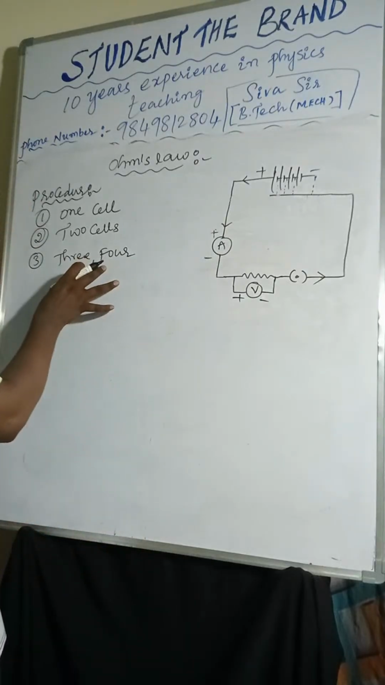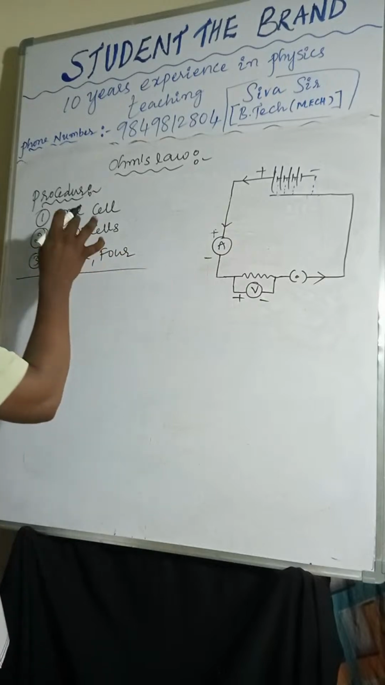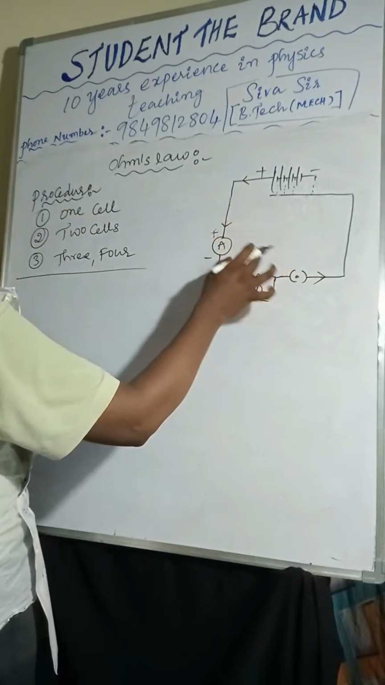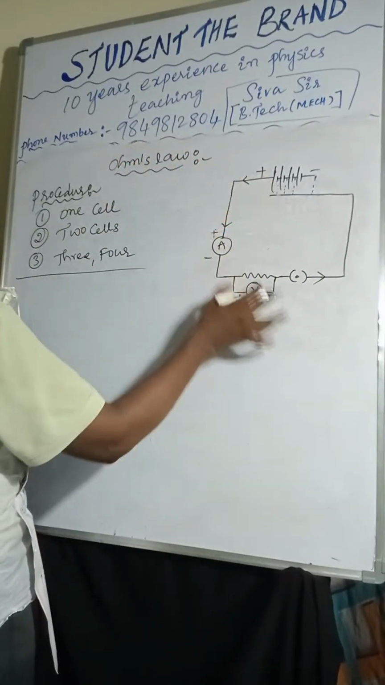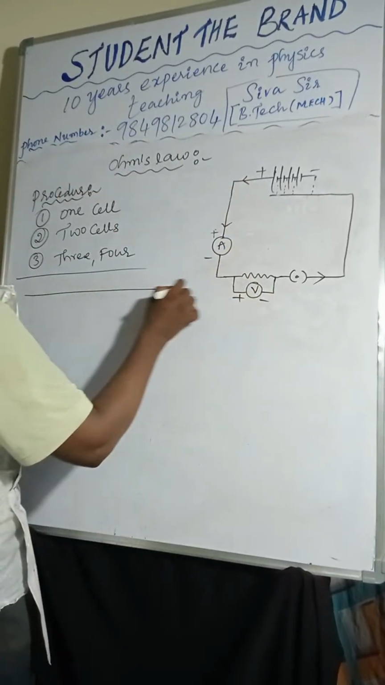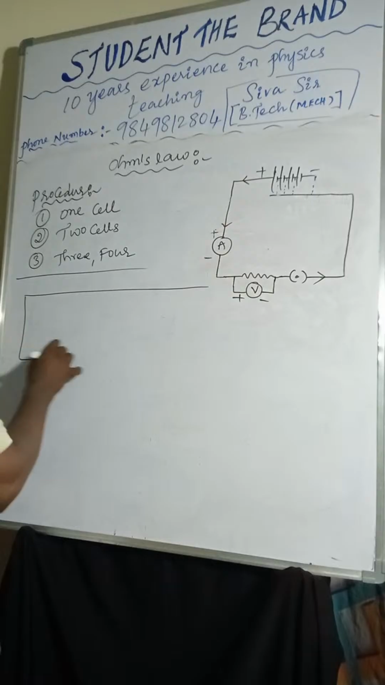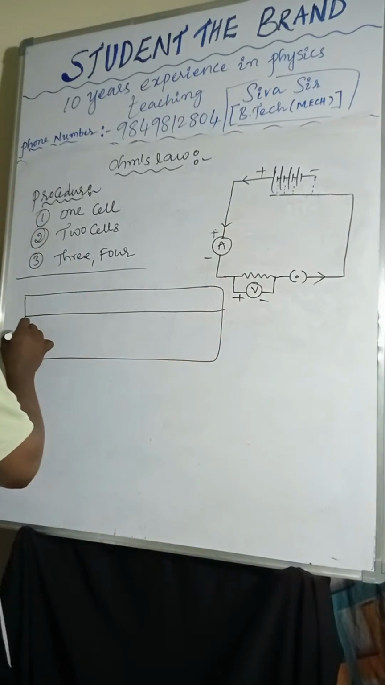So 3 and 4 cells are required. If you take one cell, connect it and note down the reading of the ammeter and voltmeter. Connect 2 cells and note down the readings. Connect 3 and 4 cells and mention them in tabular form. So I am considering 4 cells.